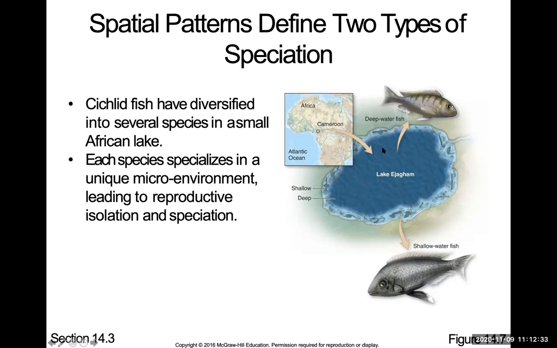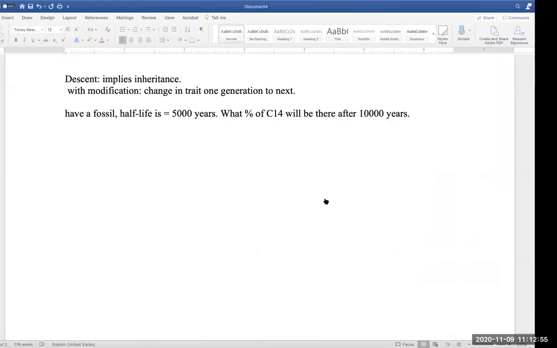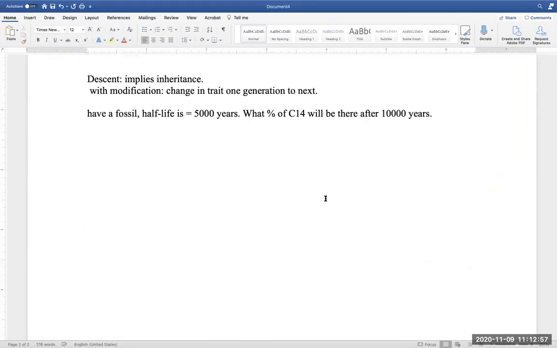So there's a deep water fish and there's a shallow water fish. Shallow water fish feed on something else compared to the deep water fish, but they do not interbreed with each other. They kind of have created their own small environment. Micro environment, meaning small, that led to reproductive isolation and speciation. So what I'm trying to say, let me draw it out for you guys actually.